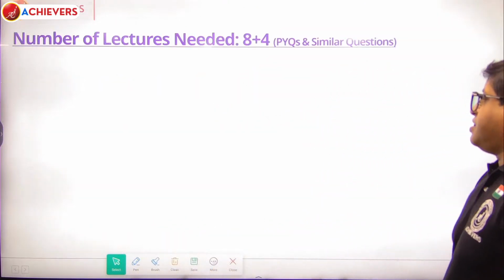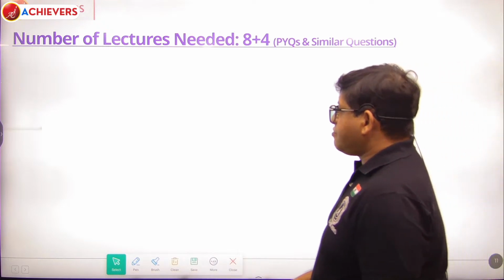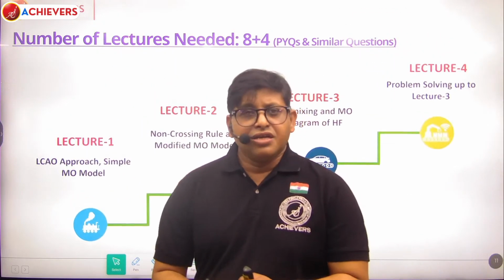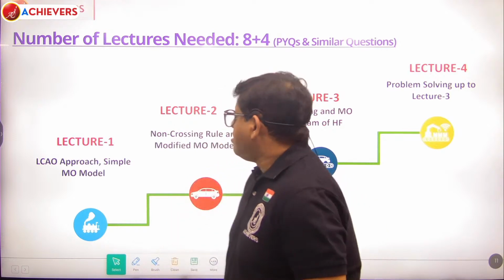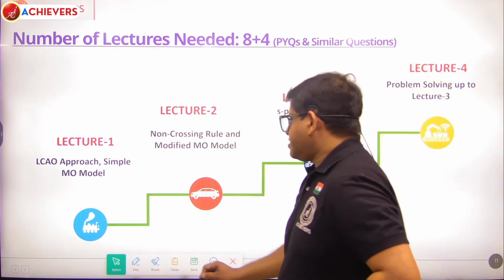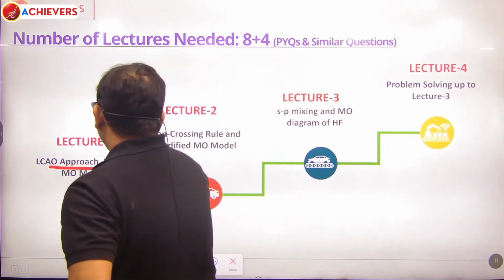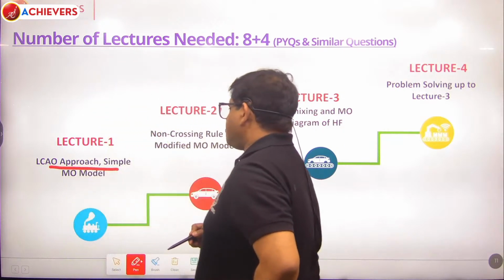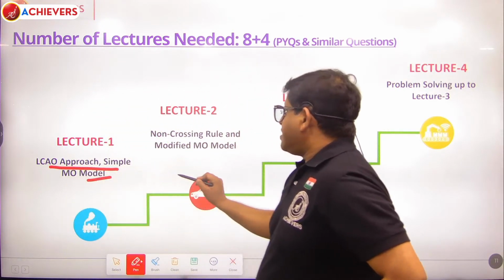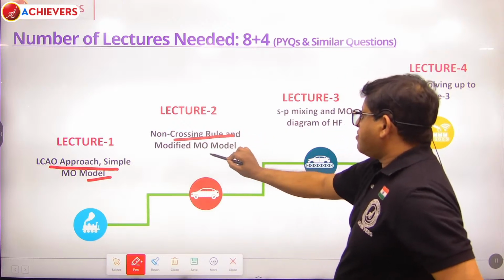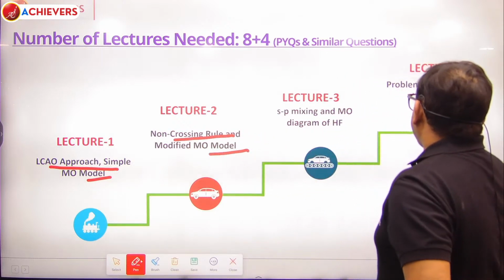Let us see how many lectures are required. This is 8 plus 4. 8 are basic lectures and 4 are the PYQ and similar type question discussion. Lecture number 1 is the LCAO approach, linear combination of atomic orbitals, and drawing of the simple MO model. Lecture number 2 is the non-crossing rule and modified MO model, and similarly 3 and 4.